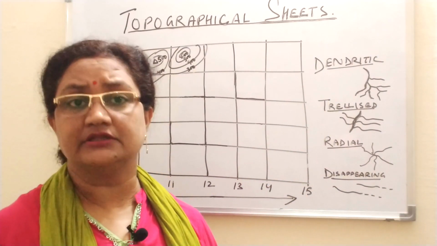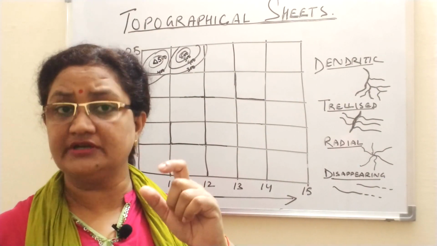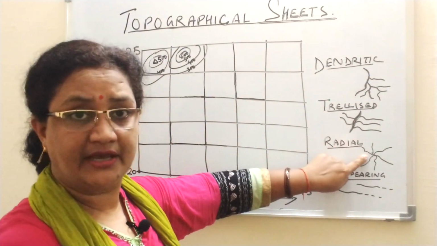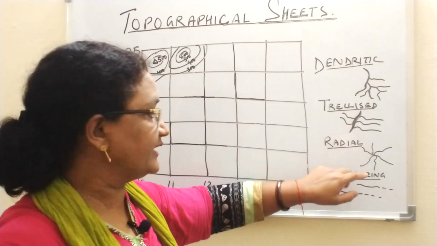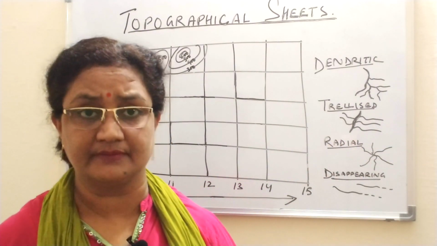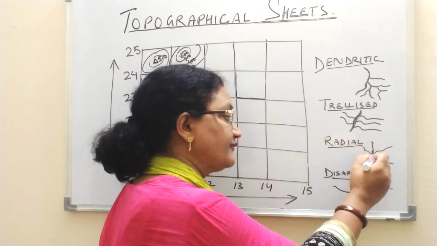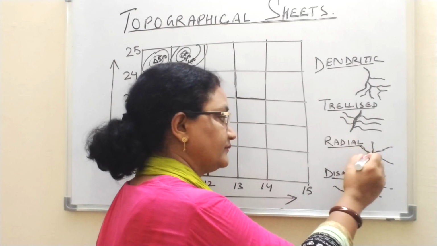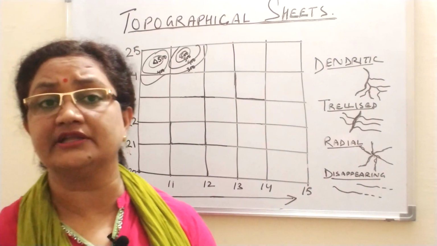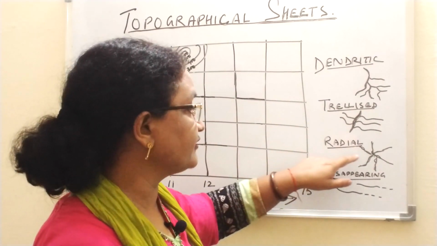Third one is the radial pattern. Now what is radial? It has come from the word radii. That means the streams flow in such a manner that it seems they are actually following the radii of a circle. From the center, you can see here children, it seems that they are forming the radii, moving in different directions. And that is why it has got the name radial drainage pattern. So this is called radial drainage pattern.